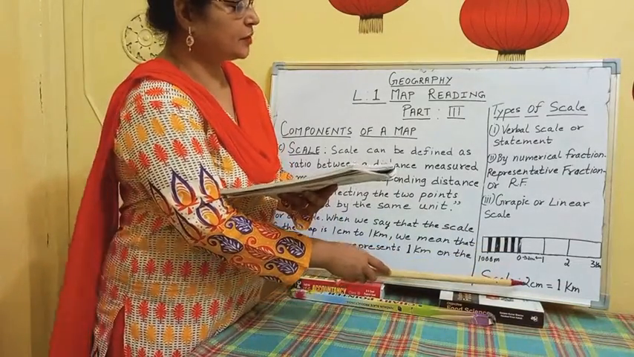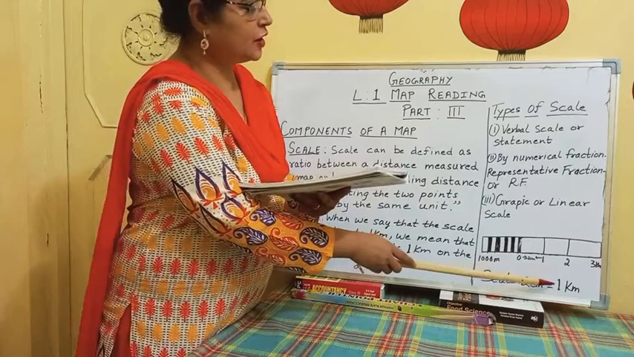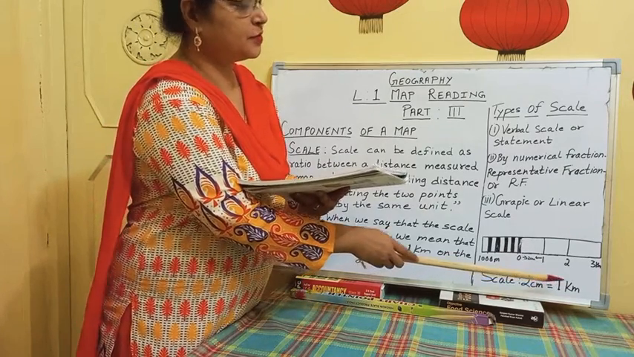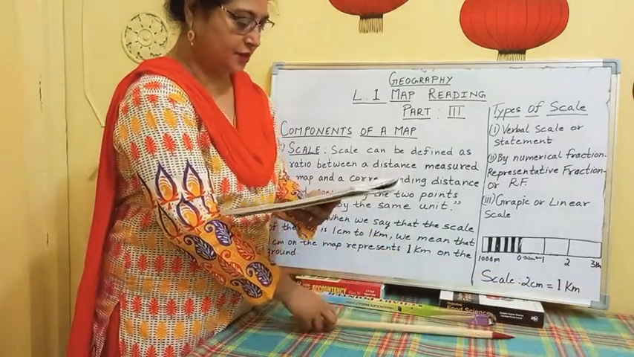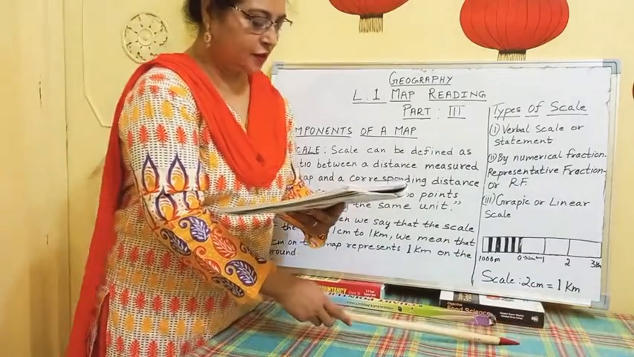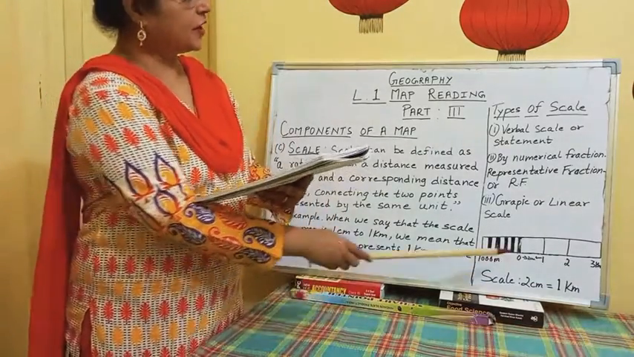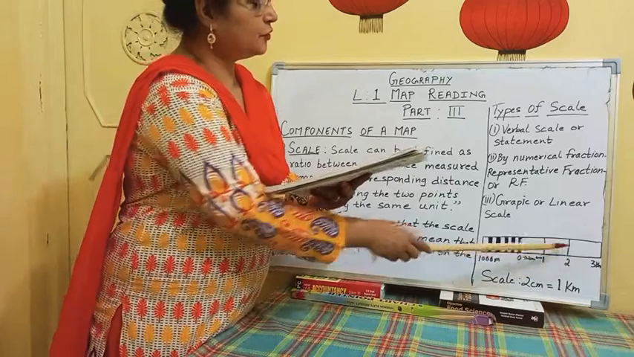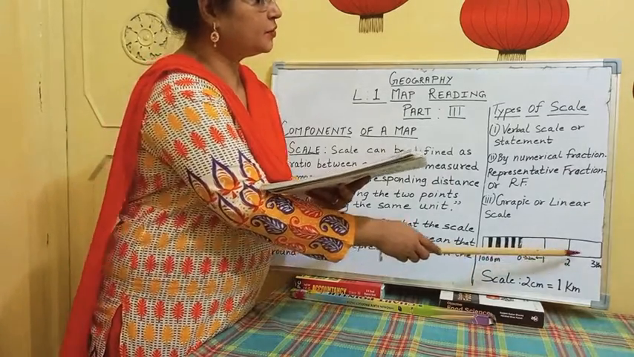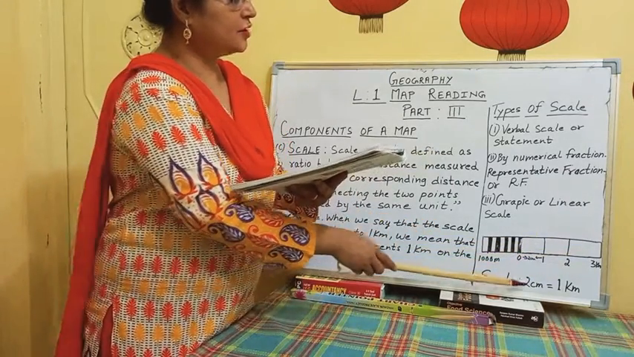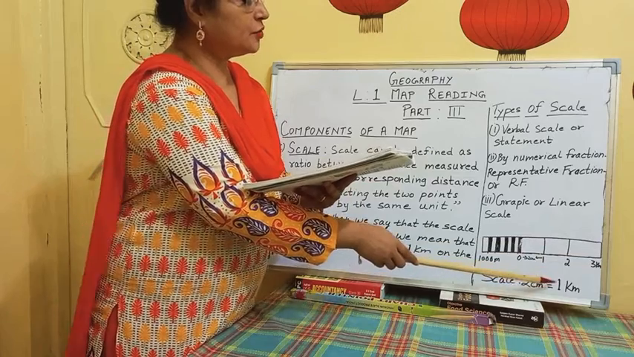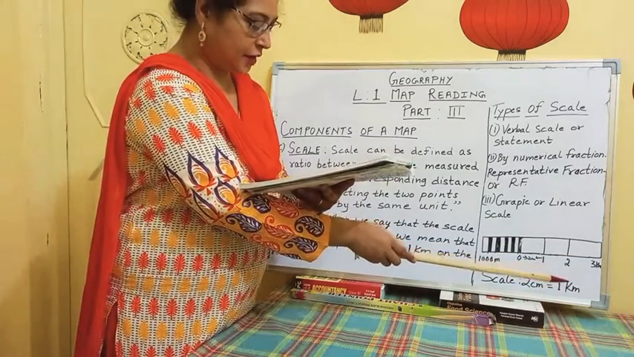That is, on the map it is 2 centimeter, and on the ground the same 2 centimeter will represent 1 kilometer. To the right of 0, which I have told you, on the right it begins 1, 2 and 3. The scale is 2 centimeter, which is equal to 1 kilometer on the ground.